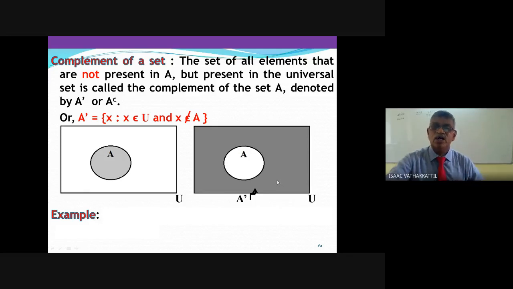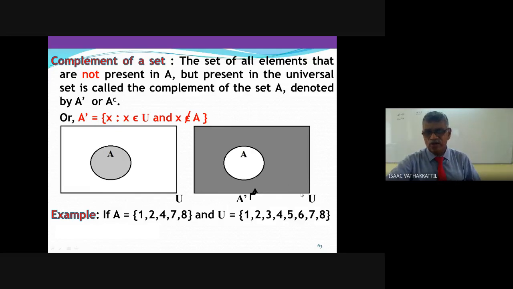Actually, A dash is nothing but U minus A. From the universal set, remove the elements of A. That's A dash. Let's take A as 1, 2, 4, 7, 8 and the universal set as 1, 2, 3, 4, 5, 6, 7, 8. From the universal set, remove the elements of A: 1, 2, 4, 7, 8. The rest will be 3, 5 and 6. That is A dash. A dash is 3, 5, 6. Clear what is the complement of a set? Those elements which are present in U but not in the set A, that is A dash.